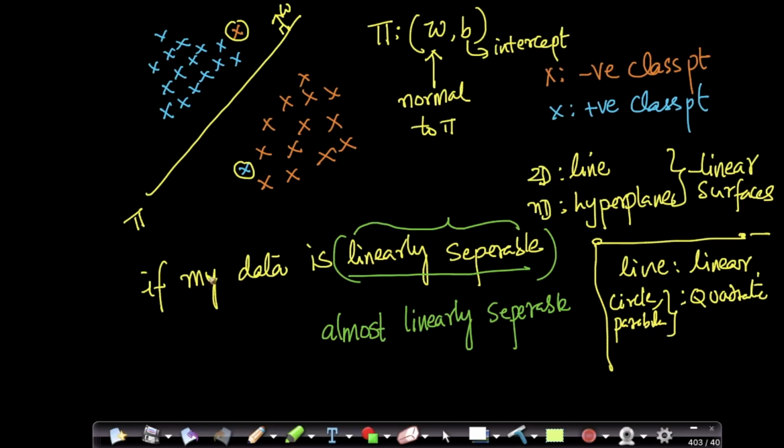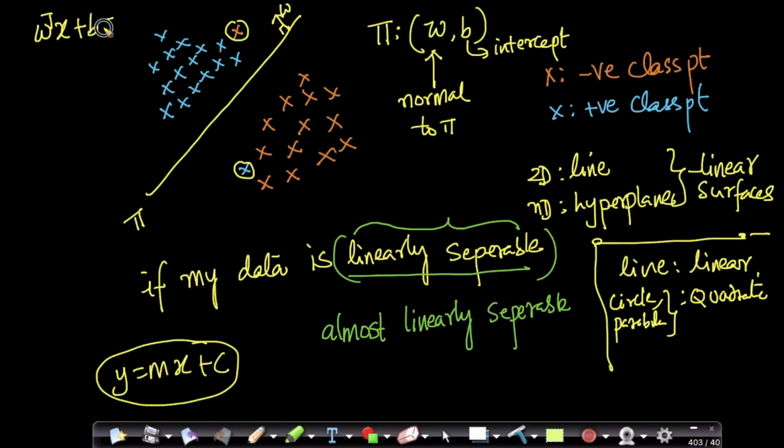Just to quickly recap, what is your line in 2D? It's basically y equals mx plus c. So this is the equation of a line in 2D. Similarly, the equation of a line or plane in high dimensional space would be W transpose x plus b equals 0. This is the equation of a plane. Any plane pi can be represented with both W and b. b is called the intercept term and W is called the normal to the plane. Very, very simple idea. Nothing very fancy here.